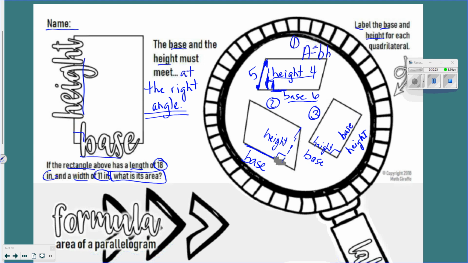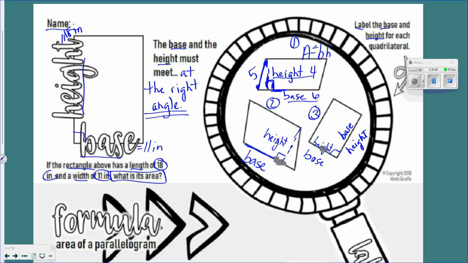One thing I really like to do and highly encourage you to do is always label it right on the picture. Nice thing that you guys all have your own books. You can write in them. Please take advantage of that. So in this case, it said the length is 18. So I'm going to call that my height, and I'm going to say that's 18 inches. It says that the width is 11. So I'm going to call that my base of 11 inches.